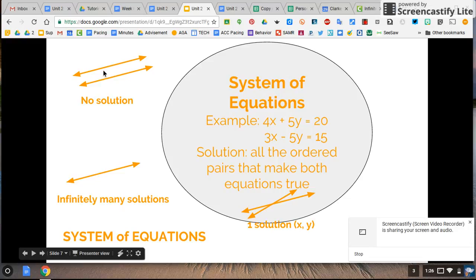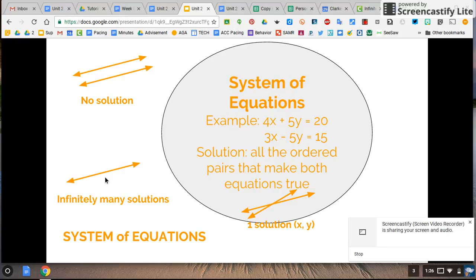If your lines are parallel, then there's going to be no solution. If they're parallel, they have the same slope but different y-intercepts. Since they never share a similar point, then there's no solution. And then you have infinitely many solutions, which looks like one line, but it's really one line graphed upon another line. And that means that they intersect at every single point. We call that infinitely many solutions.